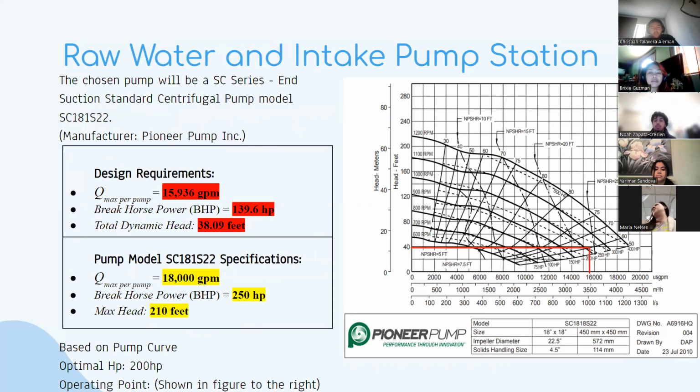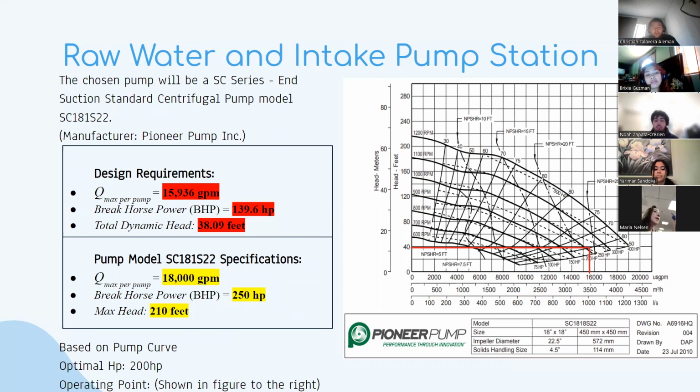So for our pump station, we decided to go with the S series end suction standard centrifugal pump from Pioneer Pumps. As you can see, this table above gives the design requirements that we came up with, which is about 15,936 GPM. We needed about 140 horsepower, and we had a total dynamic head of 38.09 feet.